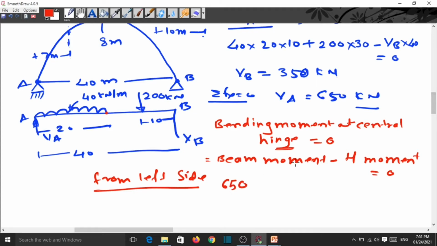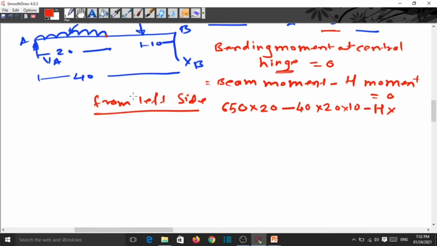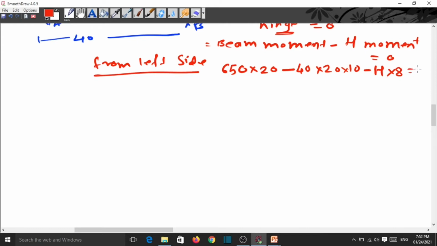VA is equal to 650, so 650 into 20, then minus this load, 40 into 20 into 10, then minus the H moment, so H into, now here, this is the H. At this location is the H, so we are taking moment here. This H creates the hogging moment, so H into the 8 is equal to 0, so we got here H is equal to 625. In this way we got all the reactions: vertical reactions VA, VB and the horizontal reaction H.